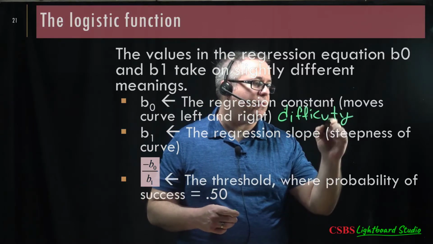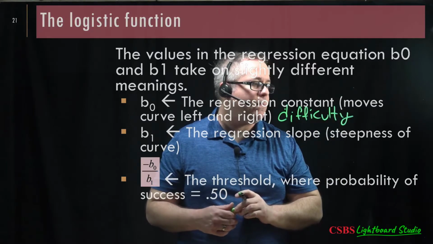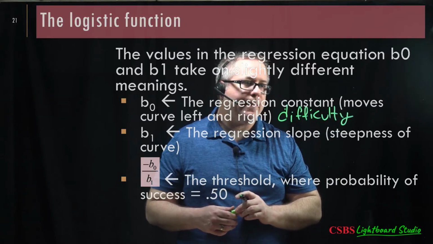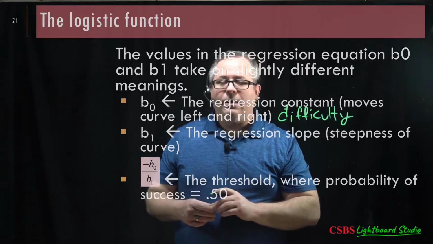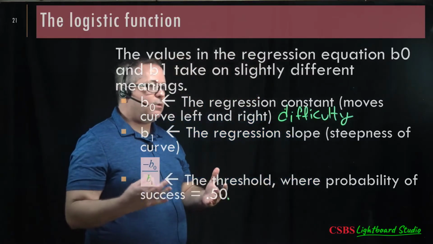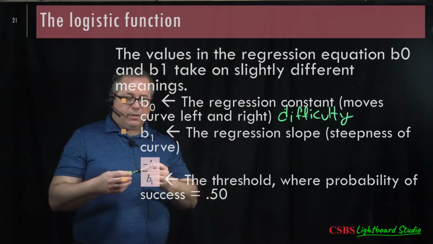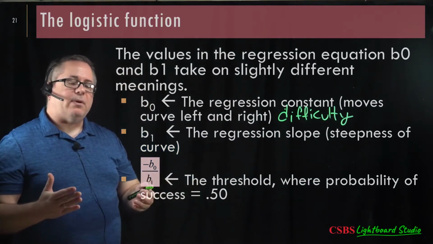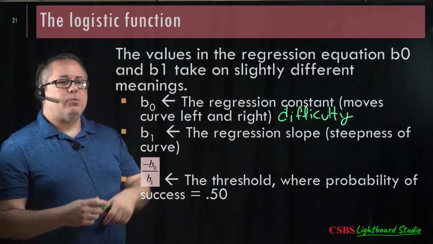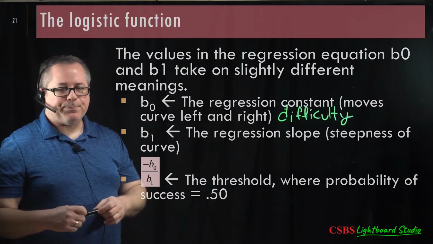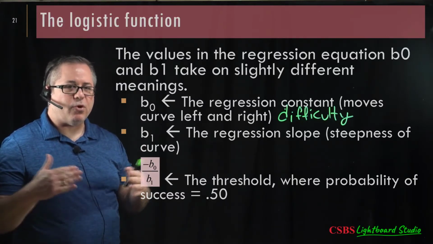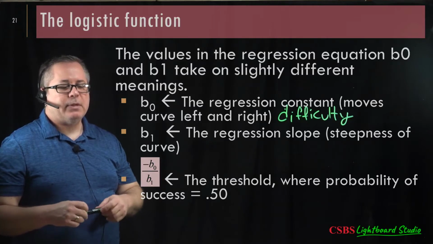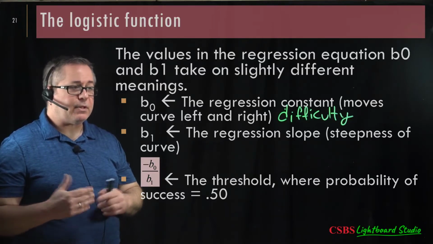Okay. Difficulty. And in regression, the slope is how steep or shallow that line is. We used to think of that as, the higher the slope is, the more that predictor is related to the outcome, so there's a stronger relationship between the outcome and that predictor. That's still true here.